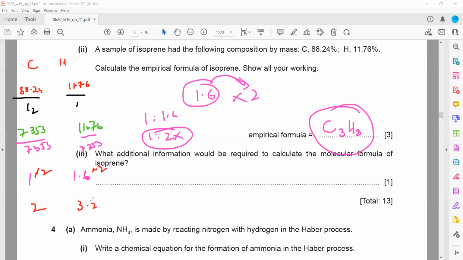You want to multiply by a number which will convert the simplest ratio into whole numbers. If you multiply both by 4, this will be 4, and 1.6 times 4 is 6.4. Again, it is not a whole number. But when I multiply both by 5, this will become 5 and this will become 8. So C5H8 is the right answer.